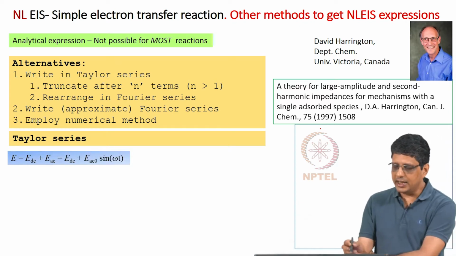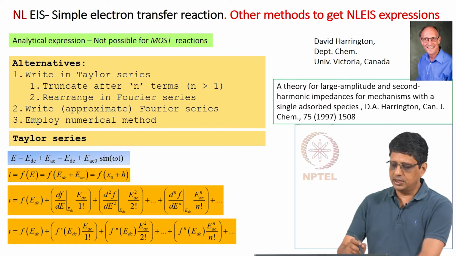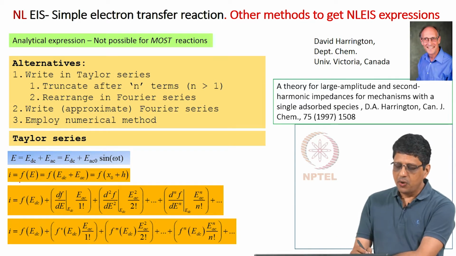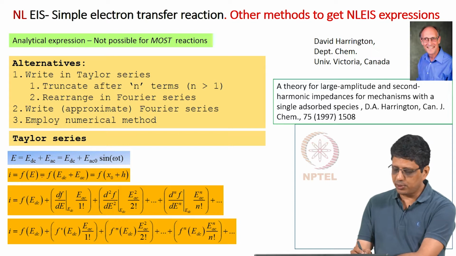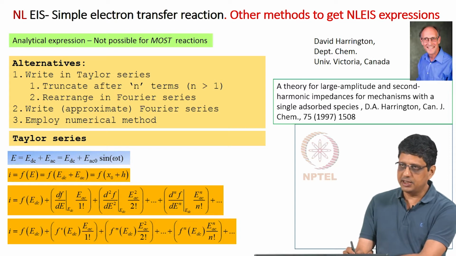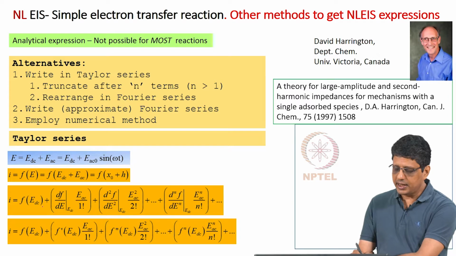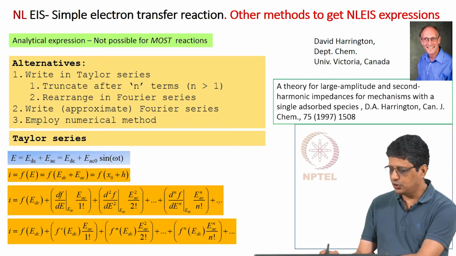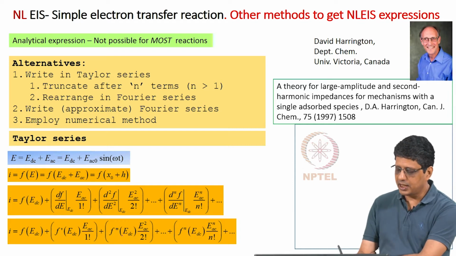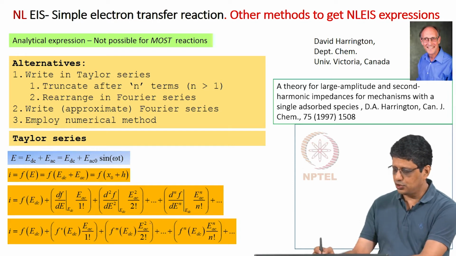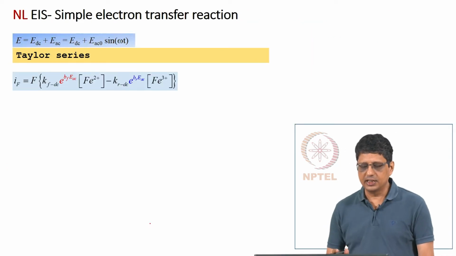So, if you want to look at the example of Taylor series analysis here, potential of course is EDC plus EAC, where EAC can be considered as a small number, it can be a large number also. When you write this in Taylor series, we want to write current as a function of potential. Potential at x 0 plus h, where x 0 you can replace by EDC, h you can replace by EAC. Now, we would write in Taylor series as f of x 0 plus derivative, first order derivative multiplied by h, second order derivative multiplied by h square by 2 factorial and so on. And in this case, we are going to write it as f at EDC, f prime at EDC, f double prime, second derivative at EDC, correspondingly EAC, EAC square and so on. And then we are going to truncate after certain terms.